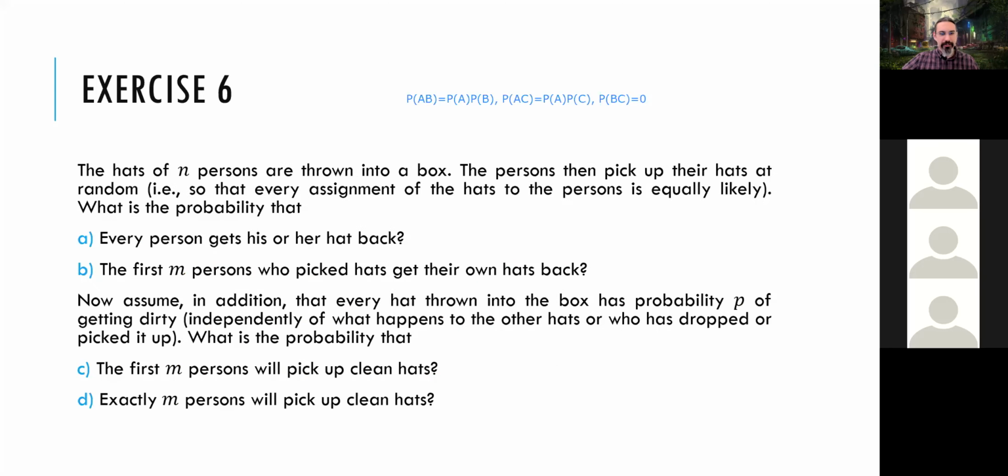The heads of n persons are thrown into a box. The persons then pick up their heads at random, so that every assignment of the heads to the persons is equally likely. What's the probability that every person gets his or her head back?